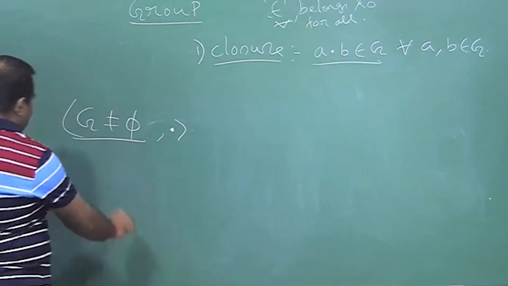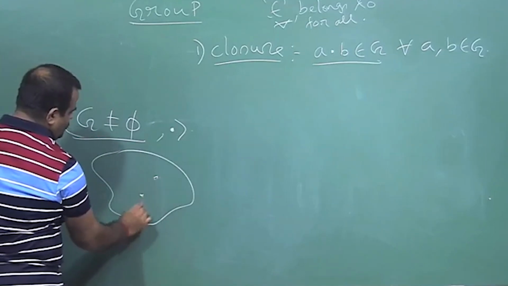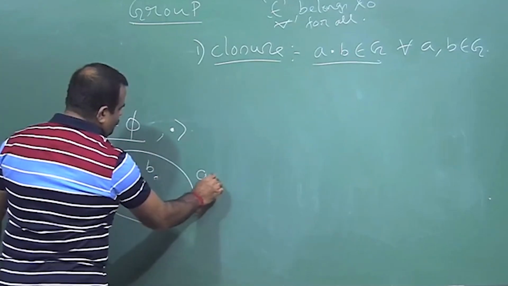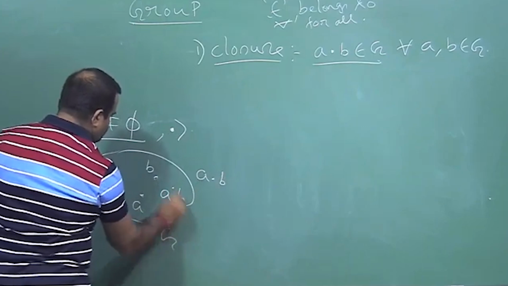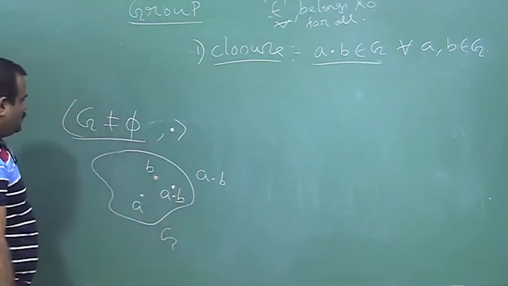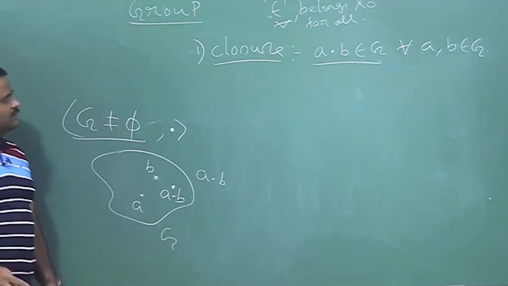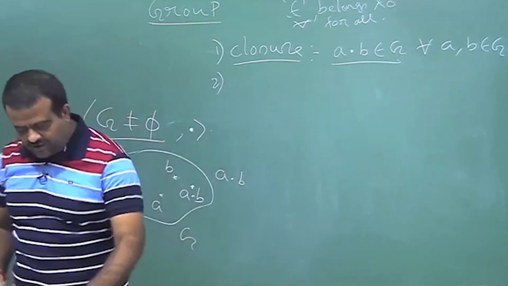So, that means we have this set G. If you take any elements A, B of this set and operate A dot B, then it will again be an element in the set. This is the closure property, and this must be true for every A, B. Then the second property is associativity.